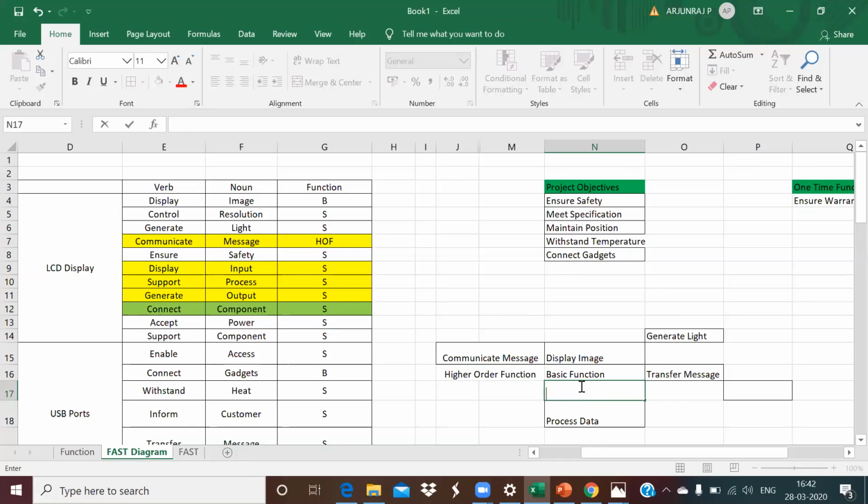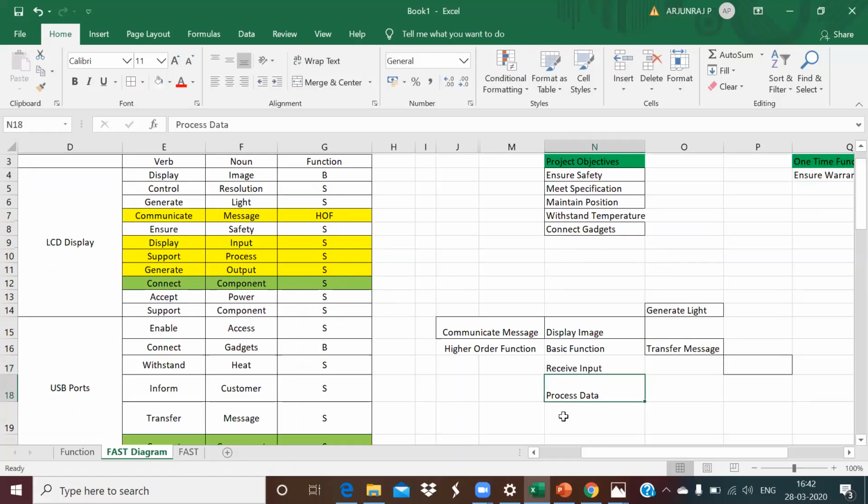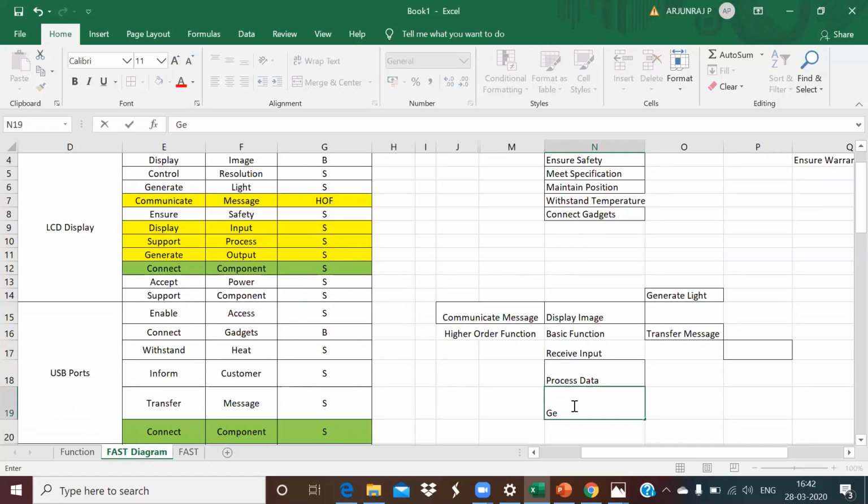No, it receives input is the right thing. Display input for the LCD display is fine. Here we need to make it receive input. Receiving input is a basic function, then processing that input, then displaying output. Receive input, process data, and generate output. Display output. How do we display output? It will generate and display like that.